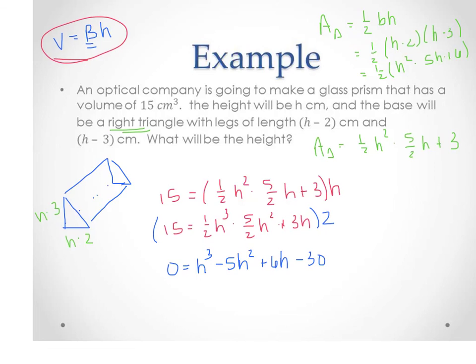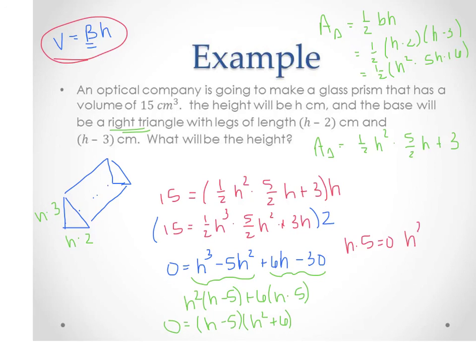So we have 4 terms, so the first thing you should think about is grouping. So what do the first two have in common? h squared. Pull that out, you get h minus 5. What do the second two have in common? A 6. Pull that out, you get h minus 5. So we get h minus 5 times h squared plus 6. So if we set both of those equal to 0, you're looking at h minus 5 equals 0 and h squared plus 6 equals 0. So you get h equals 5 from the first one.